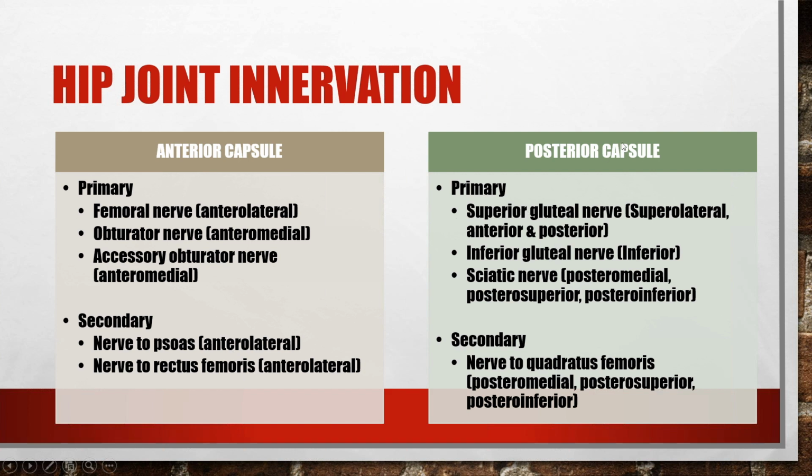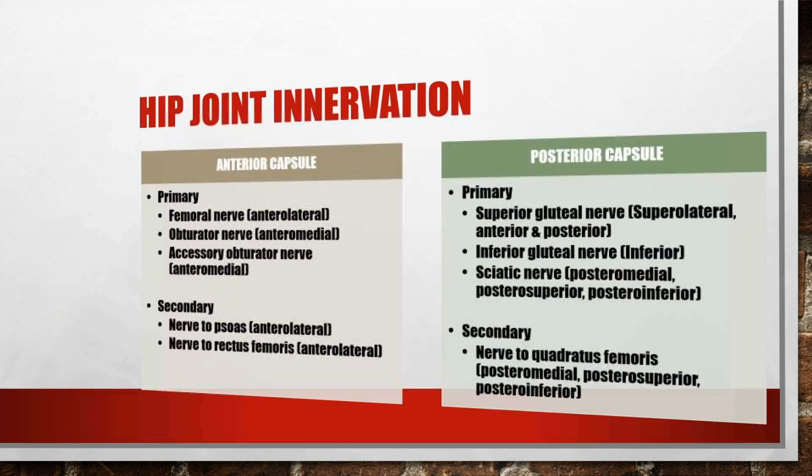Okay. And then the posterior capsule, the primary innervation is by the superior gluteal nerve and inferior gluteal nerve, and also the sciatic nerve. And secondary means the muscle component, the nerve to quadratus femoris, either posterior medial, posterior superior, and posterior inferior.